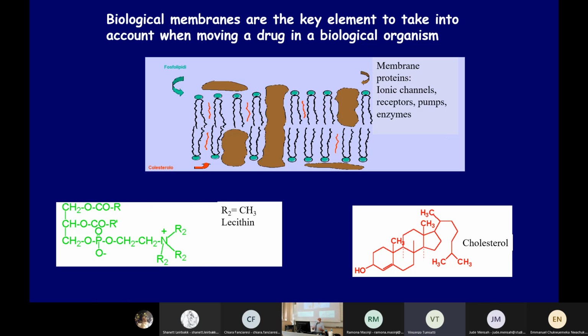The nature of the membrane is fat, because there is cholesterol inside. You see the chemical structure. Cholesterol is characterized by aliphatic structure.